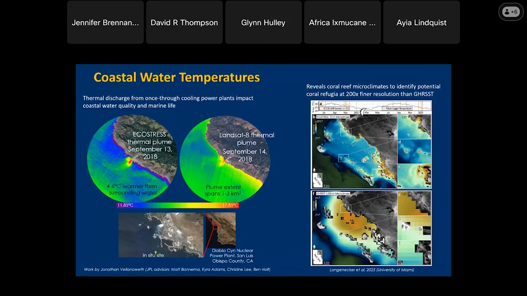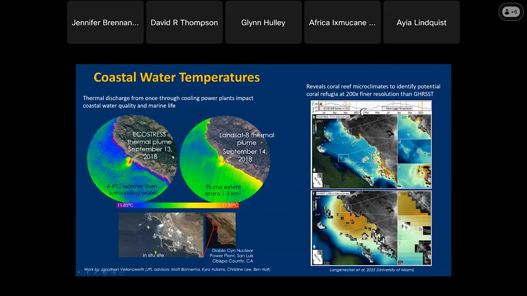Another really nice use of the data has been demonstrated in coastal water temperatures. We'll often get a lot of coastal water temperature data from ECOSTRESS as the orbits traverse from the ocean over into the land. And we derive the products over ocean and water as well. So there's no special formula for deriving it over the water. It's the same algorithm that we use. We will be implementing an improved algorithm in collection 3.